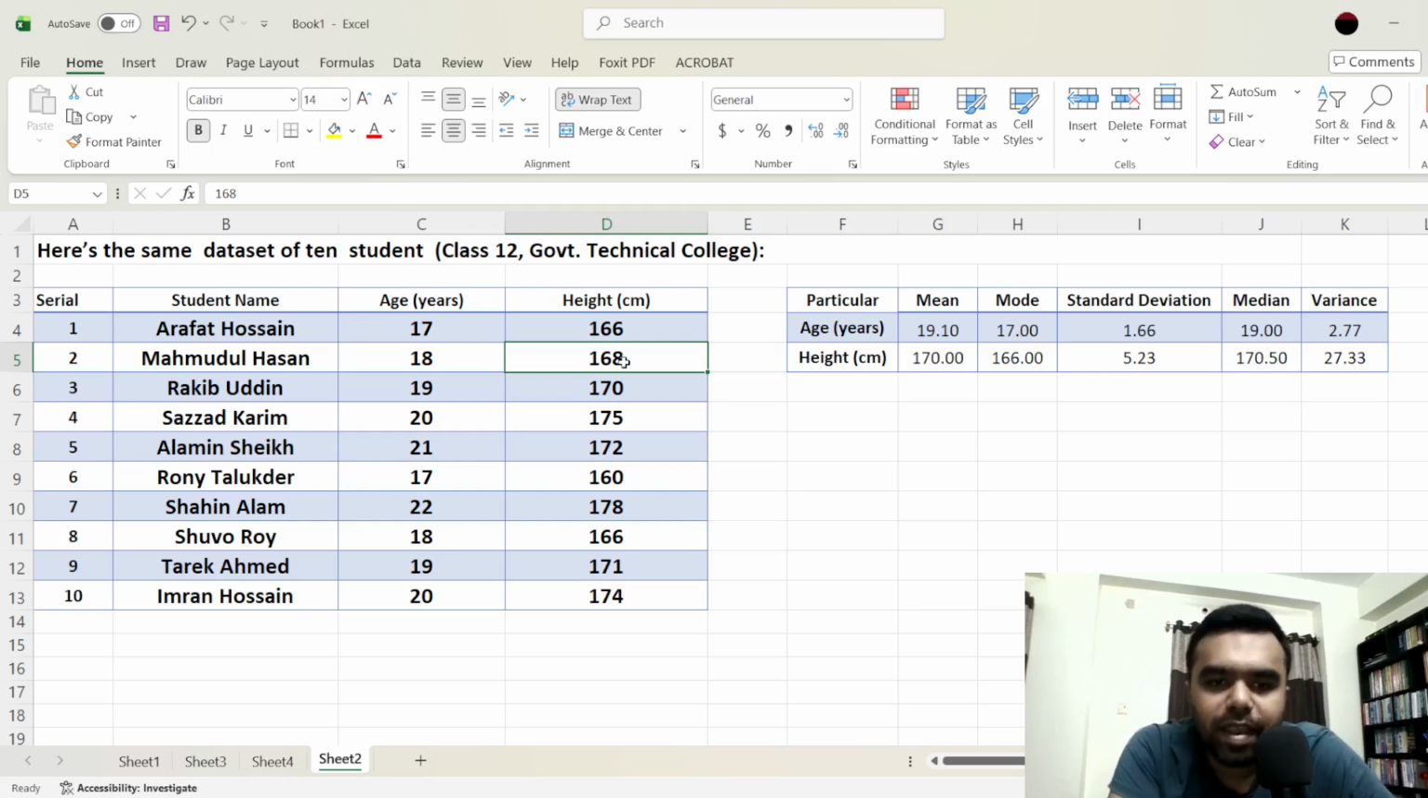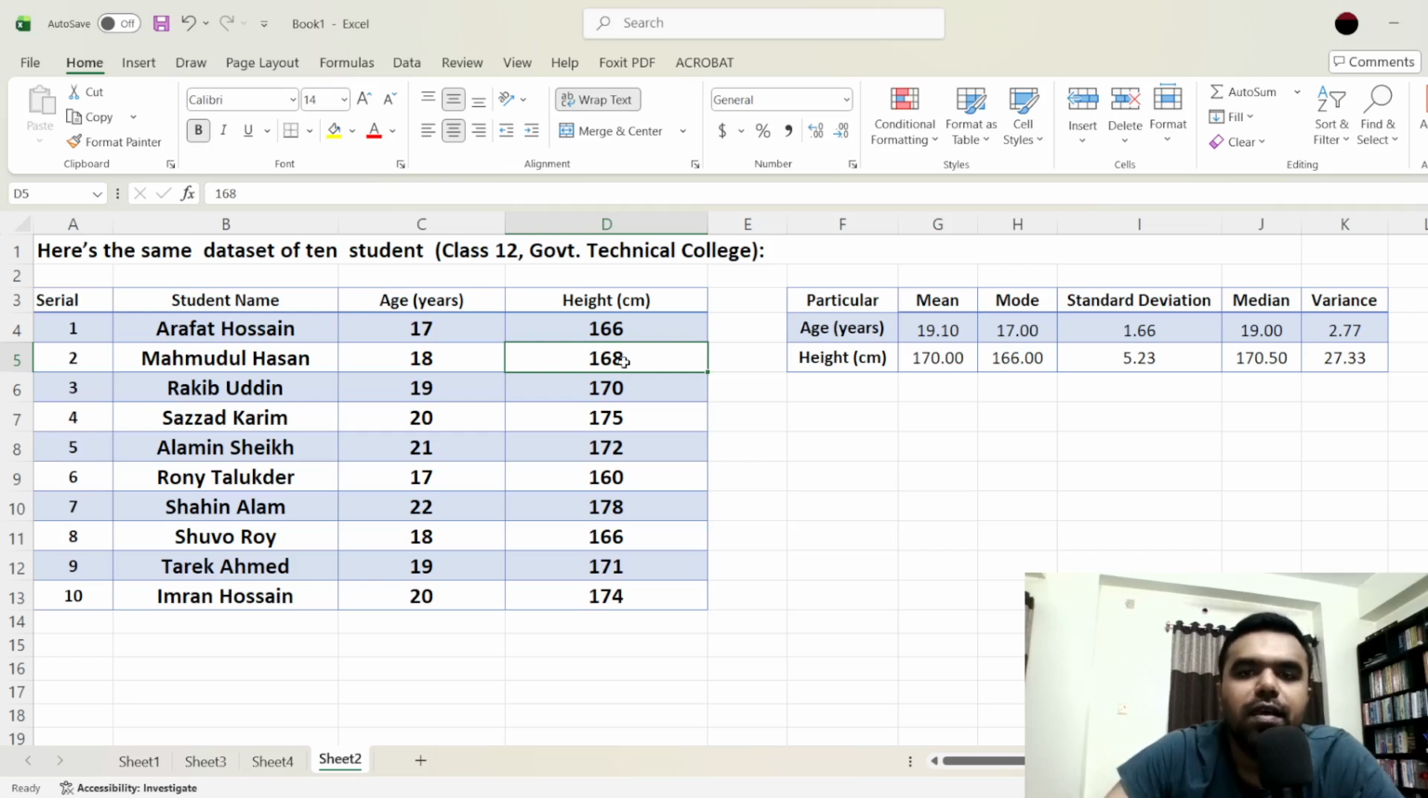Very approximate. Only for 166, there is a minus one, and there is a plus one. So it's very near to the actual value. So from this model, we can predict these values.